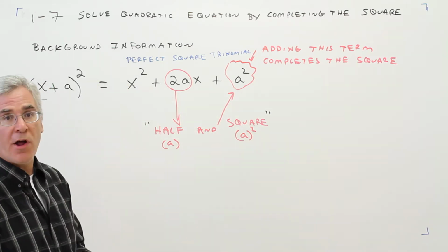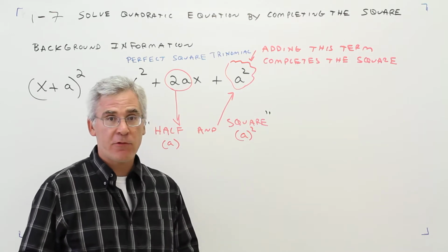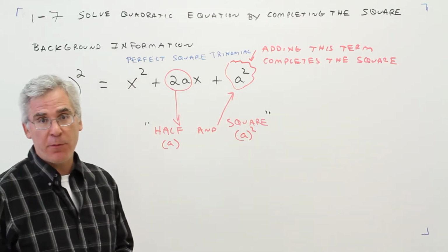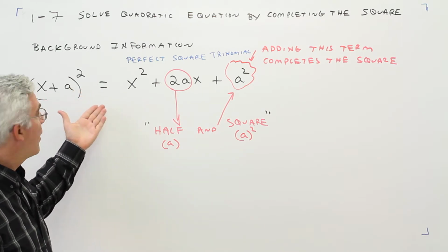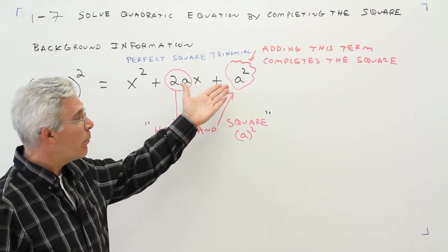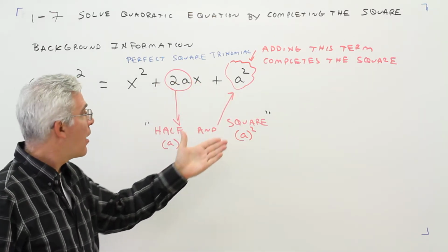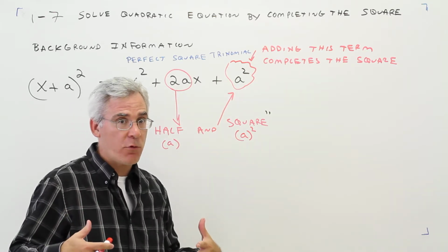Welcome to video 1-7, solve a quadratic equation by completing the square. First, some background information. If I've got (x plus a) squared, that equals x squared plus 2ax plus a squared. Adding this term is called completing the square.